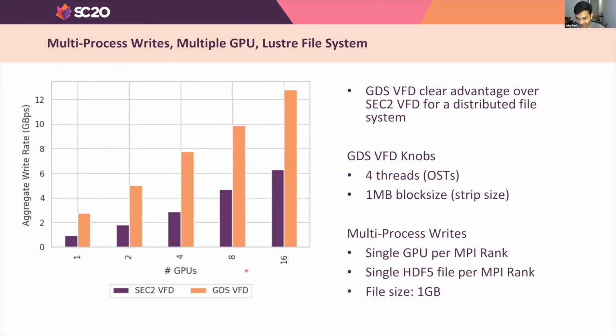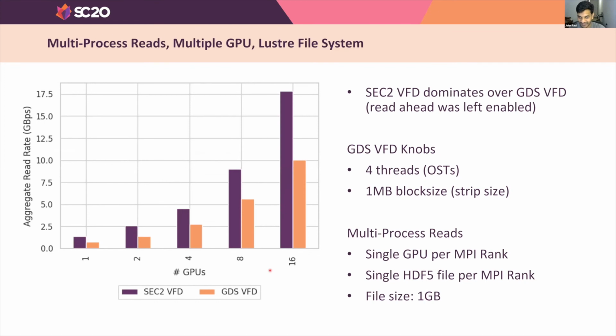So in this case, by adding multiple GPUs, I can get a lot higher throughput, mainly because you have multiple data paths going to the storage system. And with the sec2 case, you're limited by the latency from going from the GPU to the host memory, then to the file system. So using GDS is always a win when you're using multiple GPUs. And I also did the same thing with reads. Again, the read ahead in this case was left on, and you get better performance with sec2 and read ahead left on, mainly because it's a sequential benchmark.